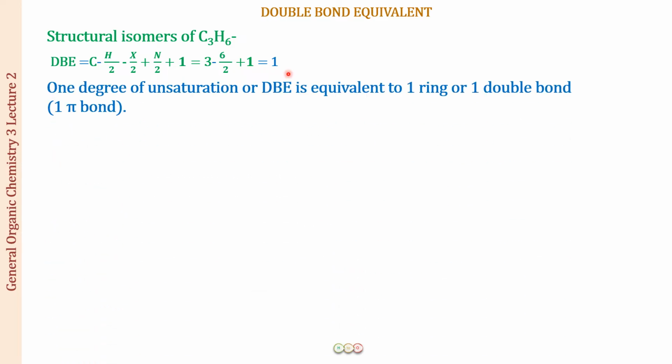What this 1 means is that in this molecular formula, you can expect that there can be one double bond present, or there can be one ring present, or you can say there is going to be one pi bond present. All right, one double bond is equal to one pi bond, and one ring is a substitute for one pi bond.